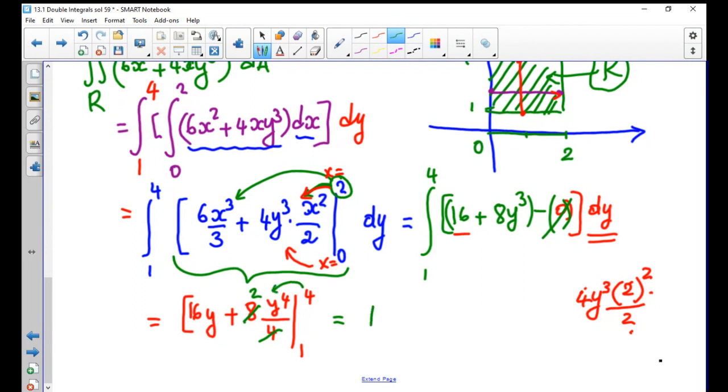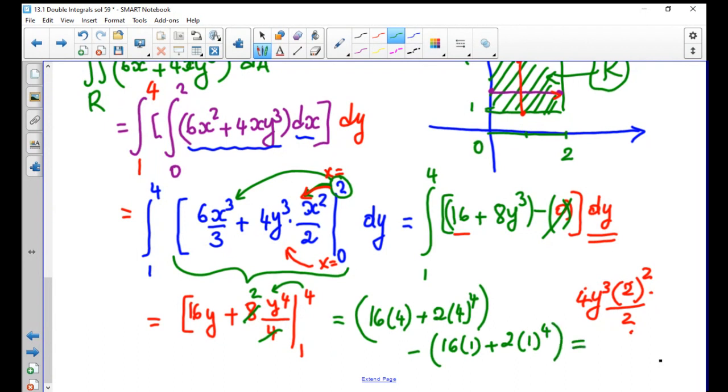And then you substitute y by 4. So it's going to be basically 16 times 4, plus 2 times 4 to the power of 4, minus, we substitute y with 1, like this, and you put all of this in your calculator, and you will see that we will get, I think 558 is the correct answer. Yes, 558. Are we okay with this?